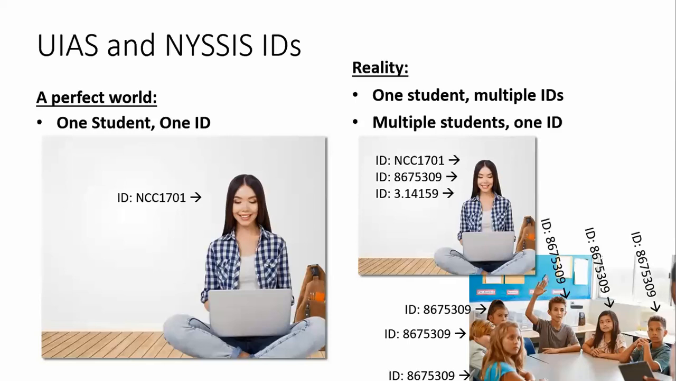Why is it important to resolve these? Well, let's say that student is a high school student and has taken Regents exams in your district. Those exams and their results are no longer linked to that student in the new district. Or on the other hand, think about the consequences of multiple students linked to the same ID. In that case, you may have a student showing up as having taken exams that were taken by another student. It is critically important to resolve these NYSES IDs and get as close to a perfect world as we can.